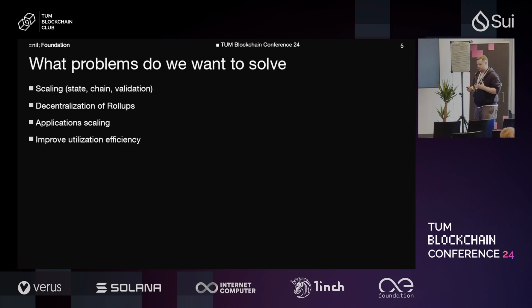And what is the problem we want to solve with sharding? Why do we talk about this today? First of all, scaling: scaling of your state, of your chain, and scaling of your execution. Second, sharding brings decentralization to a system, because in general, sharding makes no sense without decentralization. Also, application scaling, and my favorite one, improvement of utilization efficiency. Quite a volatile term, but what does it actually mean? Imagine you have Ethereum with 1 million validators. At any moment of time, only one of around 2 million actually performs useful work, actual trustless computation. And sharding is a way to improve this efficiency.